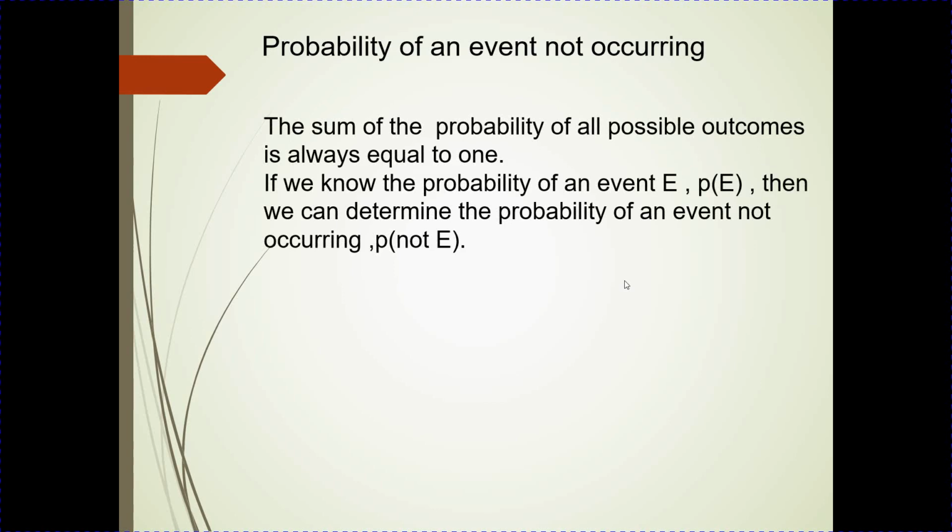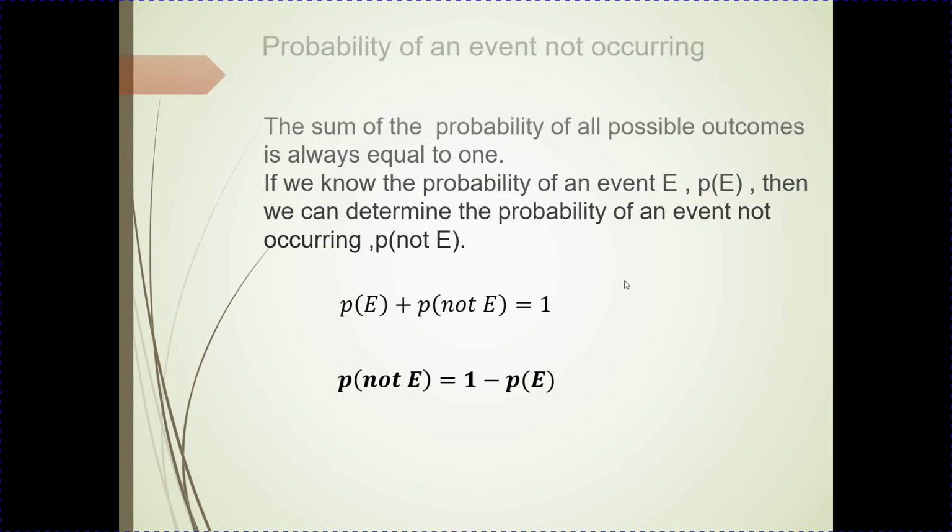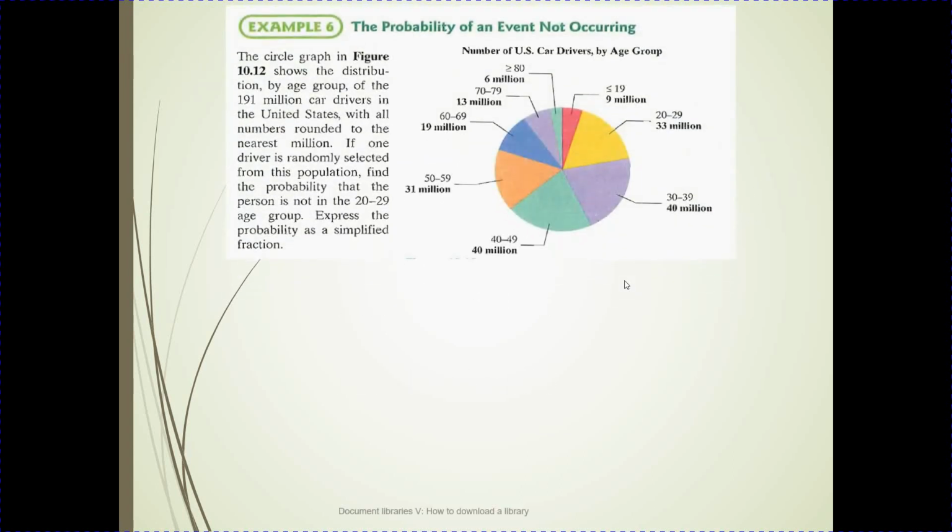Okay, let's go to the last point, which is the probability of an event not occurring. The sum of the probabilities of all possible outcomes is always equal to 1. So if we know the probability of an event, then we can determine the probability of the event not occurring. So the probability of the event occurring plus the probability of the event not occurring is equal to 1. Therefore, by taking the difference of 1 and the probability of occurring, you can get the probability of not occurring. So example 6, we have the data here.